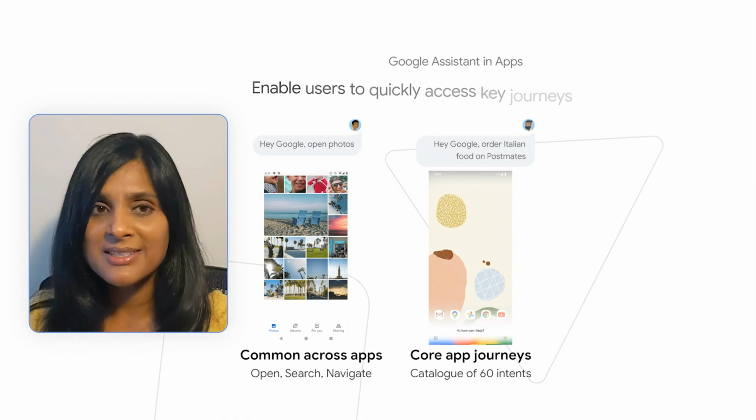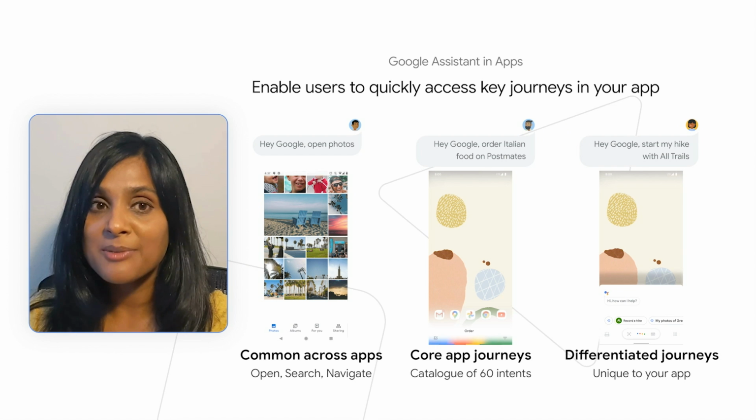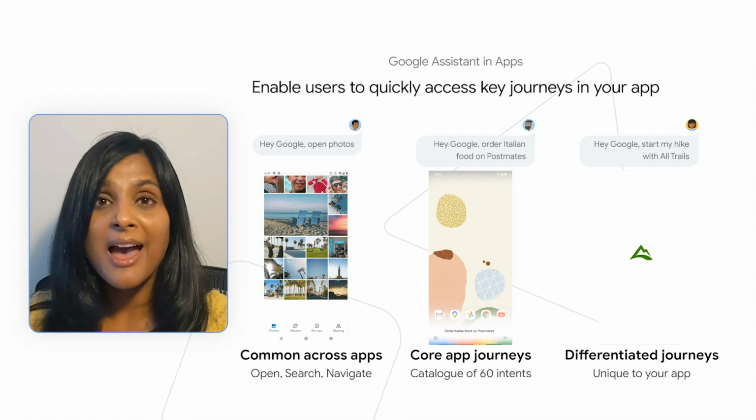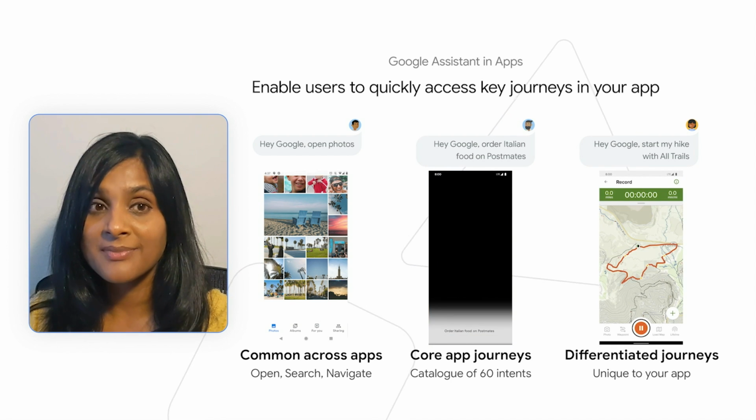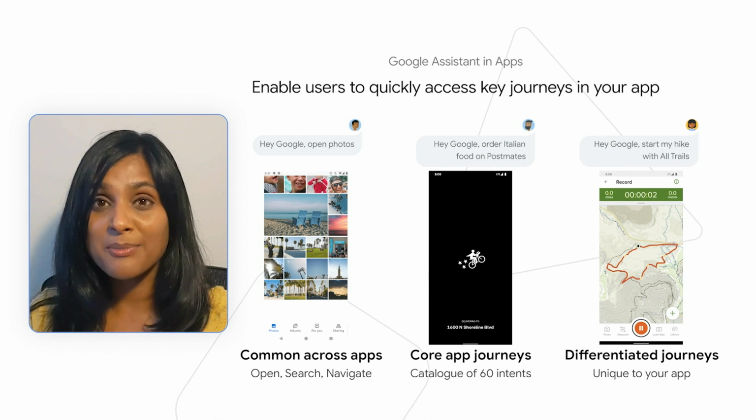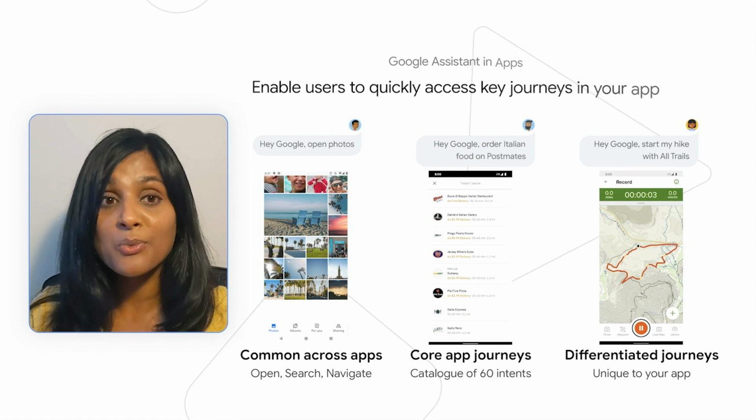Finally, you can also add differentiated journeys which are unique to your app. For example, a lot of us are hiking these days. Instead of going to your phone, searching to find the app amongst the several apps that you have, you can simply say, "Hey Google, start my hike with all trails," and you go right in. Isn't it cool to be able to do all this through voice?